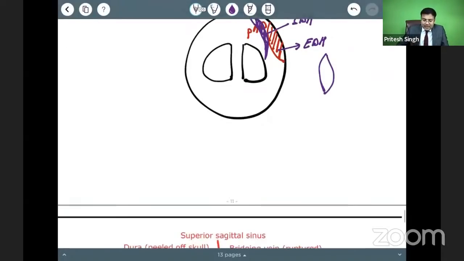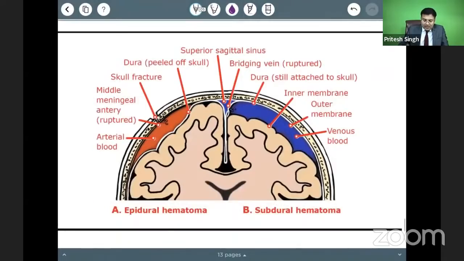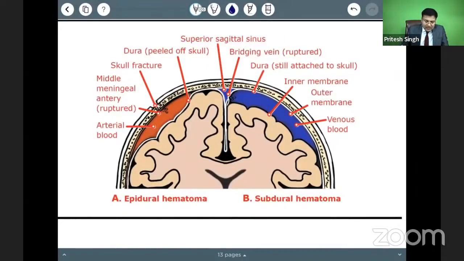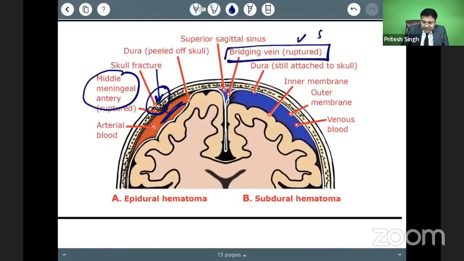Simple. Now see the diagram again. Here, if you focus on this diagram, first look at this. This is the middle meningeal artery. Why is it injured? Because of a fracture of pterion. And whenever there is injury, the blood is collected between skull and dura. Now just focus here. These are bridging veins. And in SDH, these cortical veins or bridging veins are injured. And that's why here you can see the blood is collected between dura and arachnoid. So this is subdural. Got it?